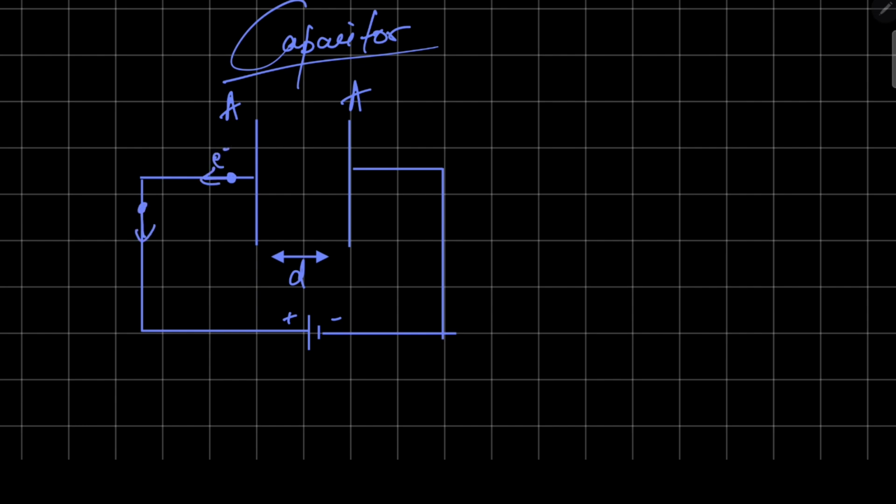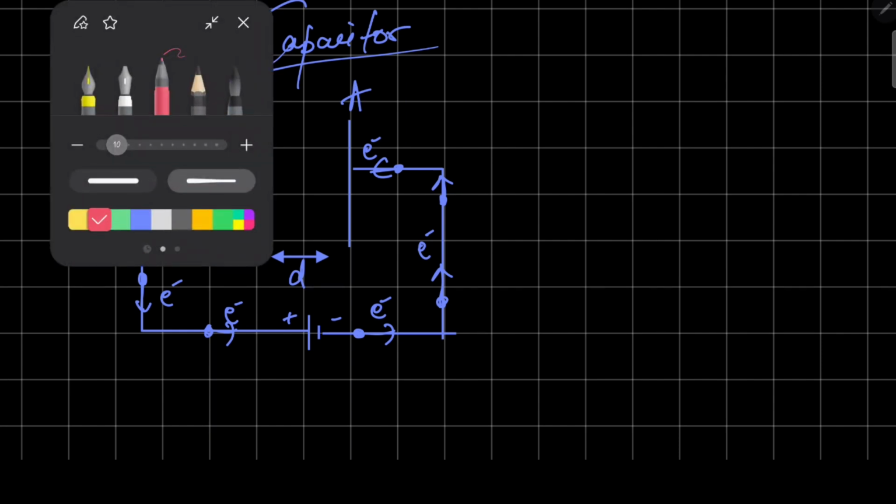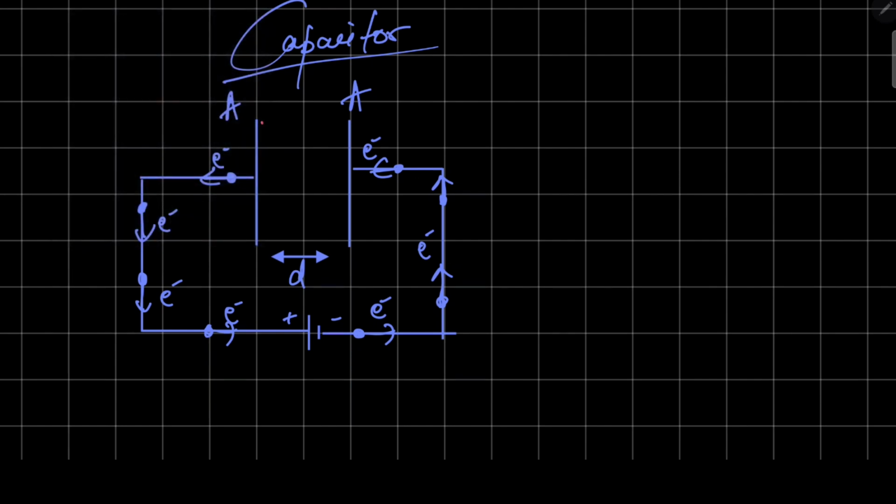So the electrons will be pulled from the first plate, as I show you here in the diagram, and then the electron will be pushed to the other plate out here. Now you can see that one of the plates is losing electrons. The one which is losing electrons will get positively charged, and the other, which is gaining electrons, will become negatively charged.